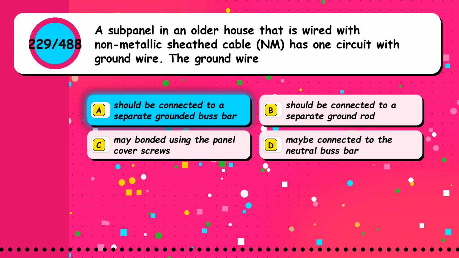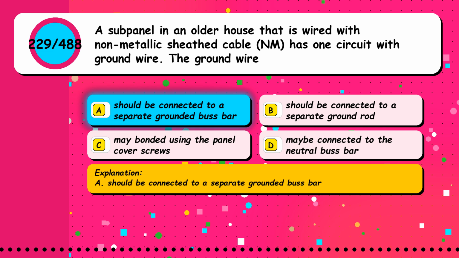The correct answer is option A, should be connected to a separate grounded bus bar. A, should be connected to a separate grounded bus bar.